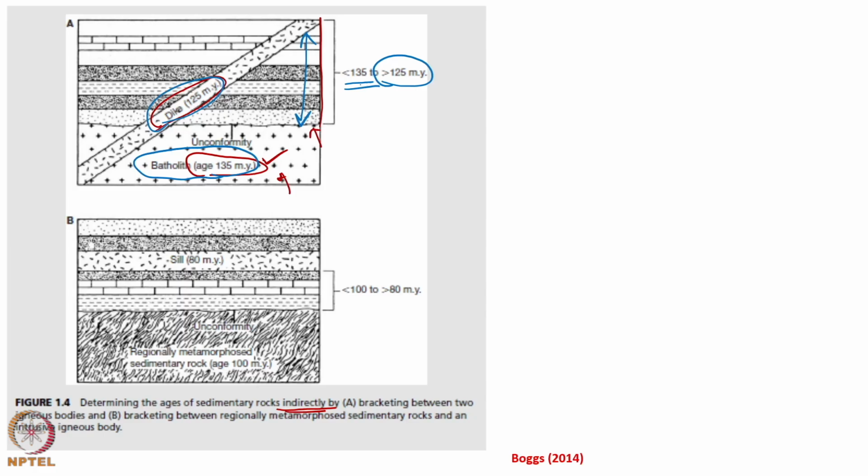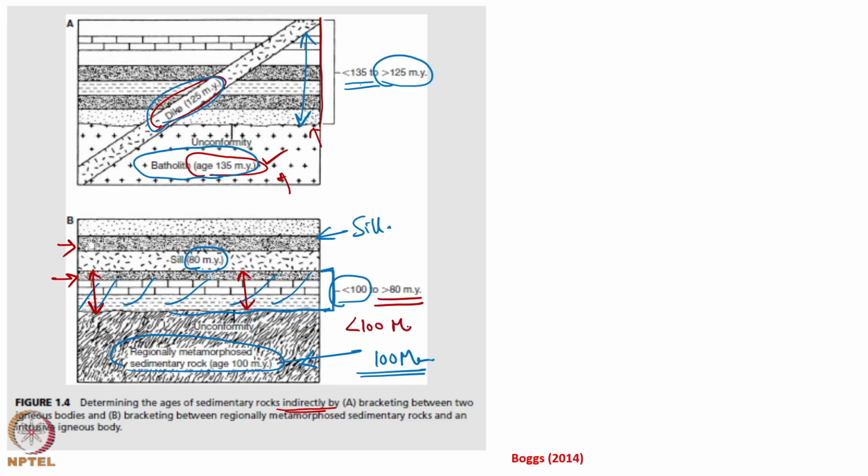Take another case where below an unconformity, a regionally metamorphosed sedimentary rock has been dated with the age of 100 million years. Then there are sedimentary records, and over that there is a sill, and it is dated to be 80 million years. This means the material which is here is younger than 100 million years, and since a sill has been identified, we can say that this range of sedimentary rocks is aged more than 80 million years. So, all in all, this rock package has an age which is less than 100 million years and more than 80 million years.